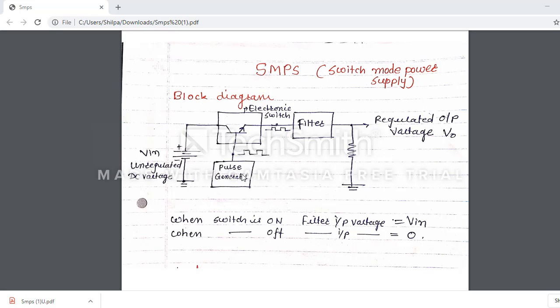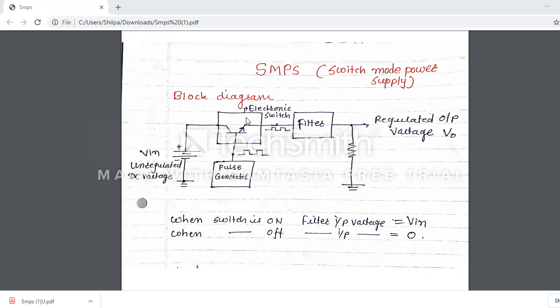The pulse generator generates rectangular pulses which are applied to the control terminal of an electronic switch. The switch is turned on and turned off with the help of these rectangular pulses. Now, this switch is an electronic switch which is typically a transistor or a MOSFET. It is used in its saturation and cutoff region and not in the active region.